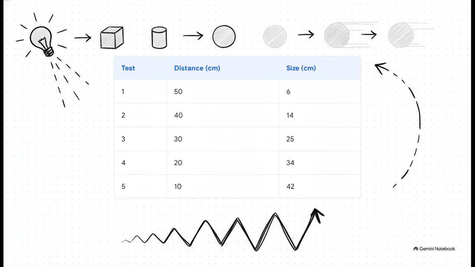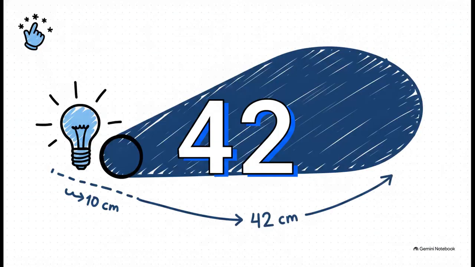It shoots up from 14 to 25 to 34 centimeters. You're probably spotting the pattern already, right? The real giveaway is this final number right here, 42. In his fifth test, the shadow hit its absolute maximum size, a massive 42 centimeters. And when did that happen? Precisely when the object was at its closest distance, just 10 centimeters away from the light.